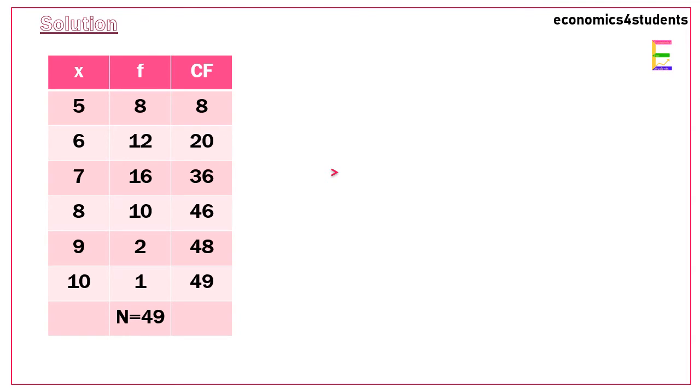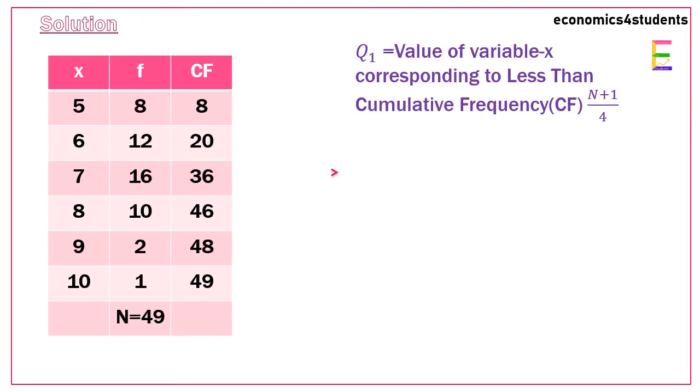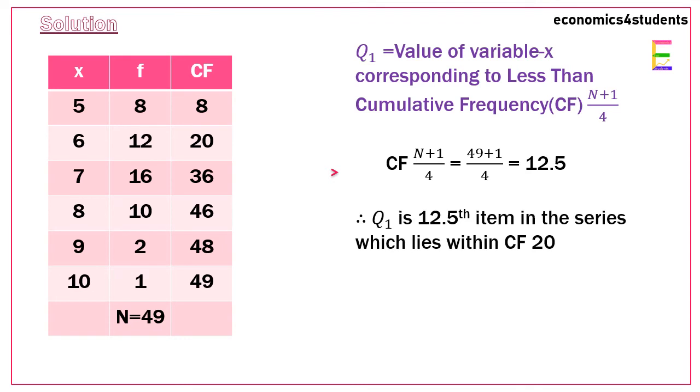First, we have to find the first quartile Q1. Q1 is equal to the value of variable x corresponding to less than cumulative frequency (capital N plus 1) by 4. Here cumulative frequency (N plus 1) by 4 is equal to 12.5. Therefore, Q1 is the 12.5th item in the series, which lies within cumulative frequency 20. Hence, Q1 is equal to 6.